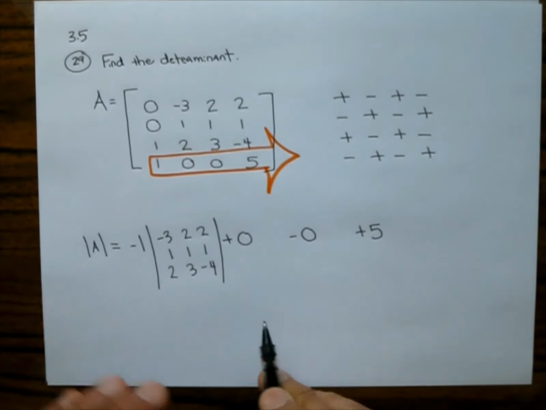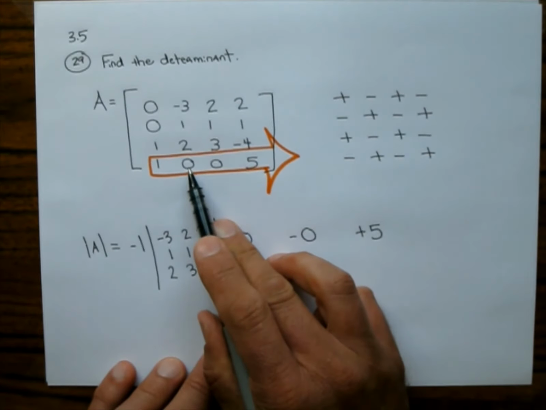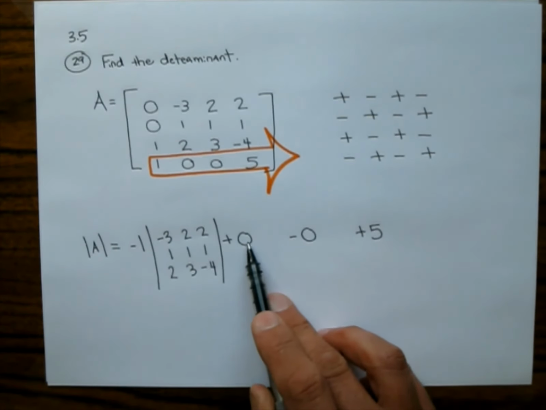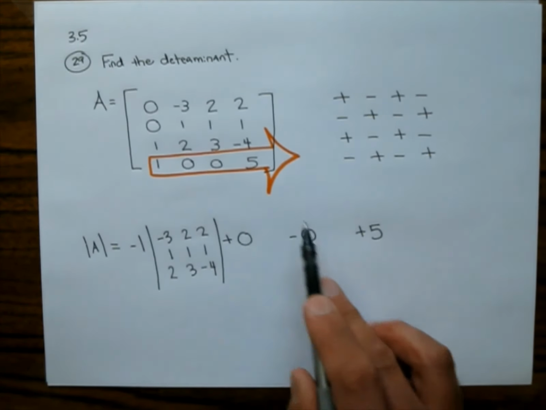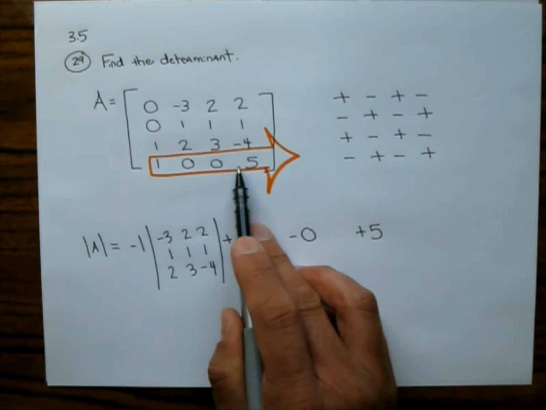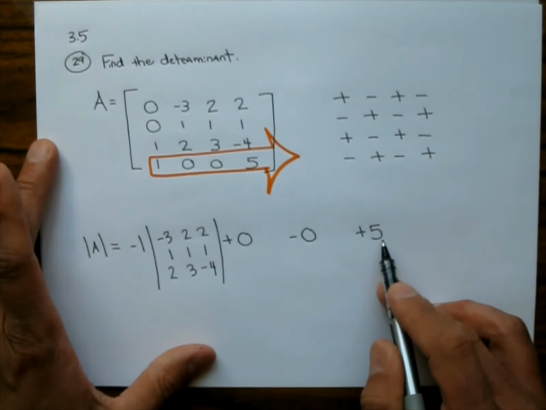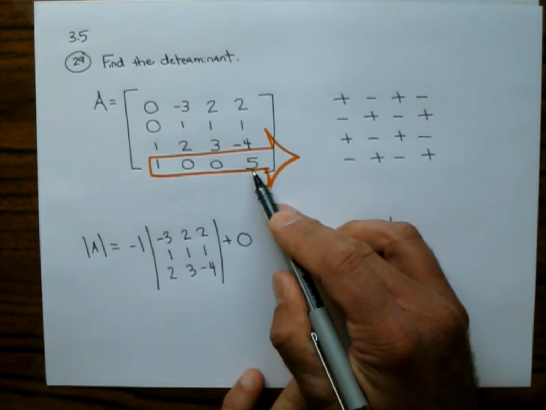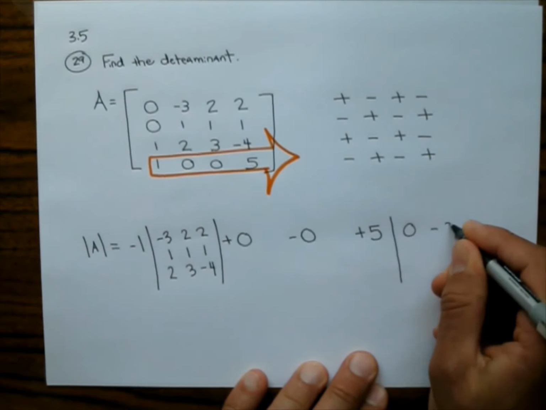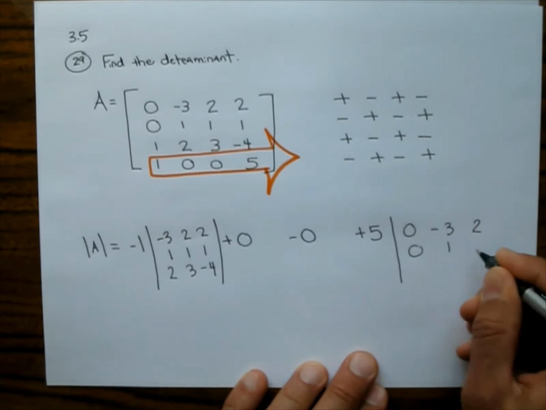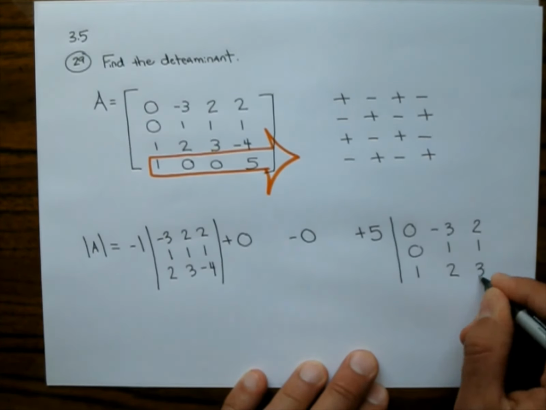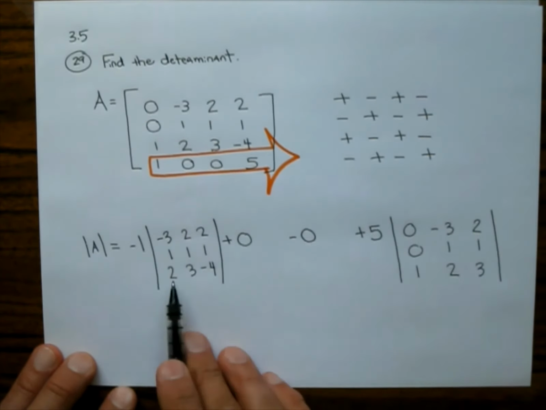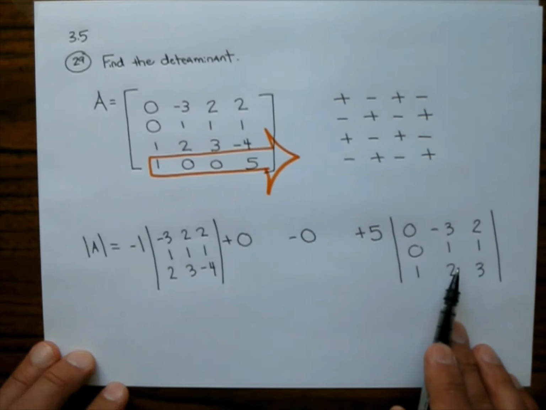Now this one has a minor as well, gotten by crossing out the row and column that contains that 0, but it's just going to be multiplied by 0, so we don't really even care. We're not going to even write it down, and same with this 0. That's why we pick a row that has a lot of zeros in it. And now the minor of 5 is going to be this. So I'm going to cross out the row and the column that has that 5. We have 0, negative 3, 2, 0, 1, 1, 1, 2, 3. So now the determinant of this 4x4 matrix breaks up into little problems where you're finding determinants of 3x3 matrices.